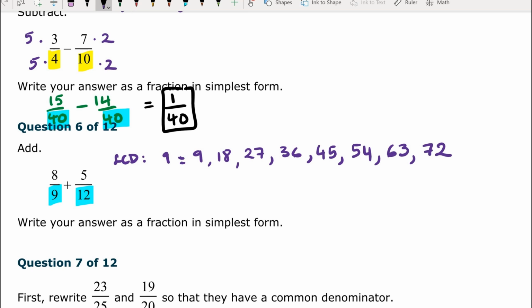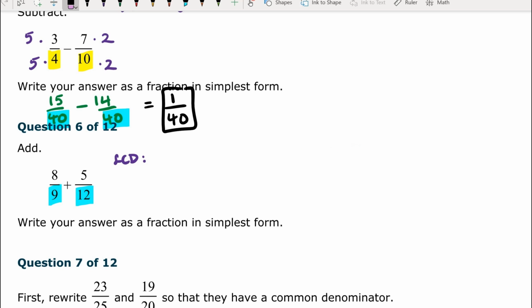Now we're going to look at 12. The multiples of 12 are 12, 24, 36. As we see, the first common number is 36, so that is your least common denominator. It's the first number in common of both denominators, and that's why it's the least common denominator. So we can go back and erase the rest. We just want to keep 36.